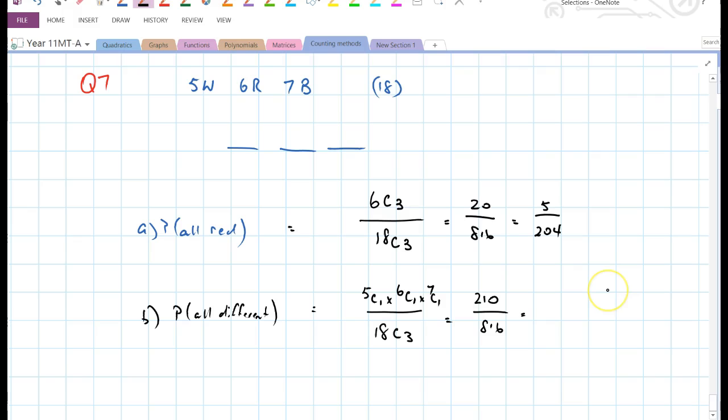Which we can bring down to 210 over 816, 105 over 408, which is 35 over 408 divided by 3, I'm doing this manually, 136. So 35 over 136. I'll pause there and check that. Okay, so that seems to be okay, 35 over 136. So that's choosing 1 ball from each of the colours. Okay, hopefully we're getting the hang of this now.